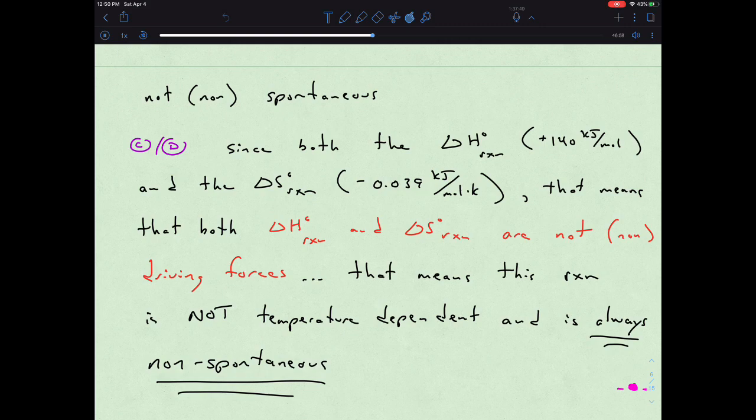Look to a very similar example in the next lecture, bringing in a subtle new element, but not too different to the process. And we'll reinforce this idea of spontaneity or non-spontaneity, as well as temperature dependence. Look for that next.